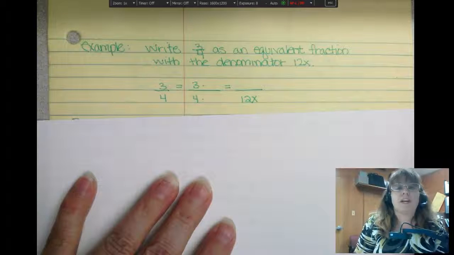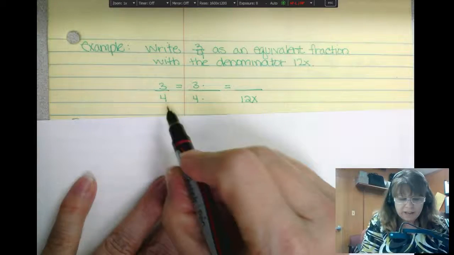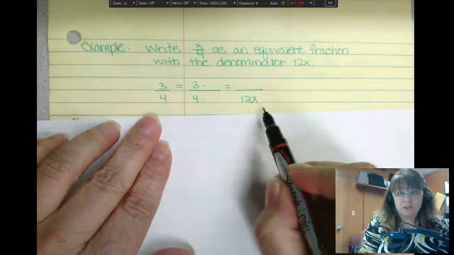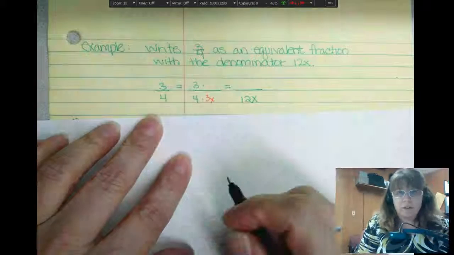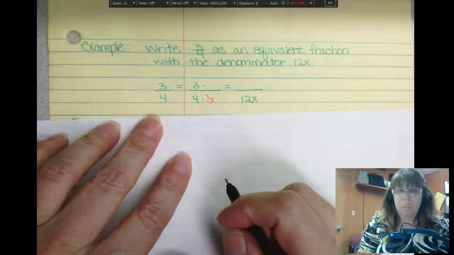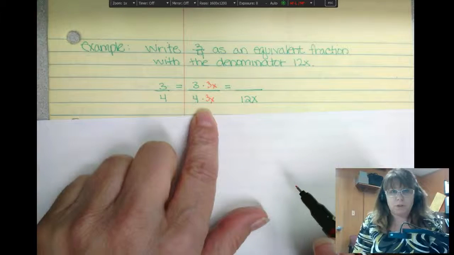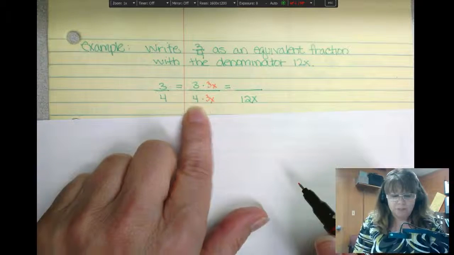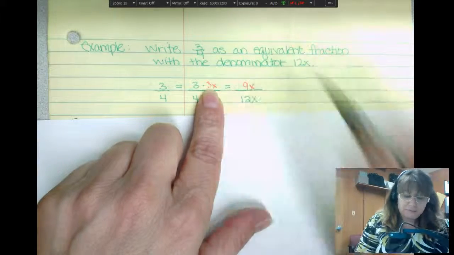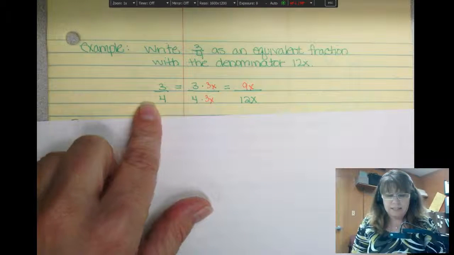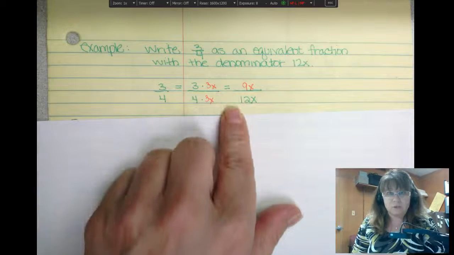Let's write 3/4 as an equivalent fraction with the denominator of 12x. What do I have to multiply by to get to 12x? I have to multiply it by 3x, and whatever I multiply on the denominator, I must multiply on the numerator. If I multiply both numerator and denominator by 3x, 4 times 3x is 12x, and 3 times 3x is 9x. So 3/4, the equivalent fraction with the denominator of 12x, is 9x over 12x.